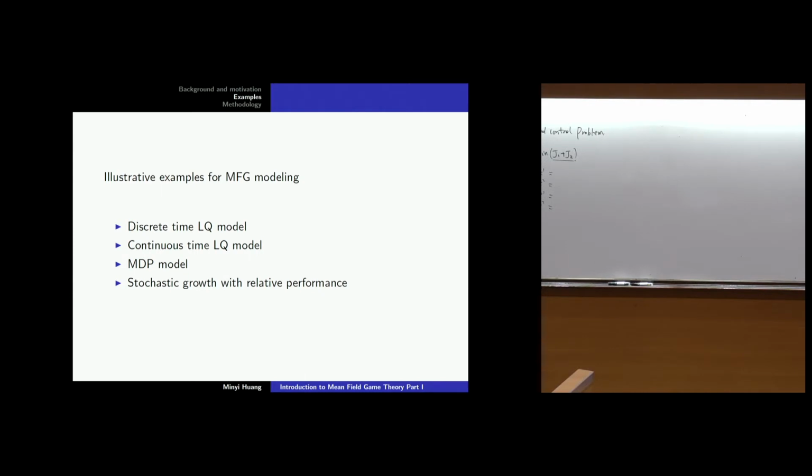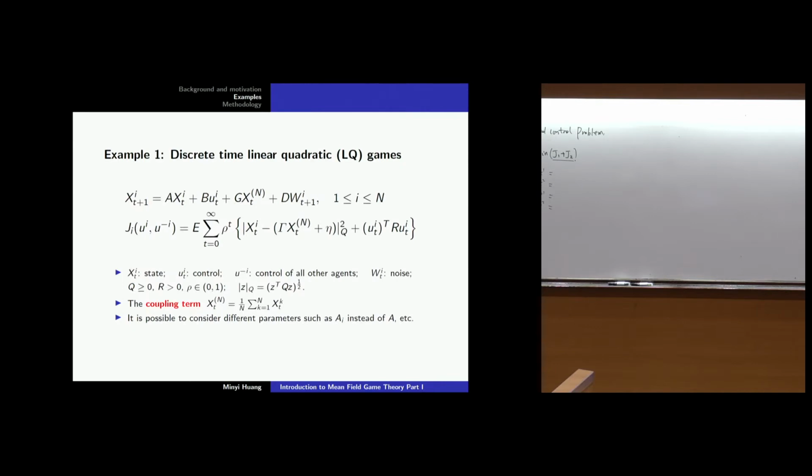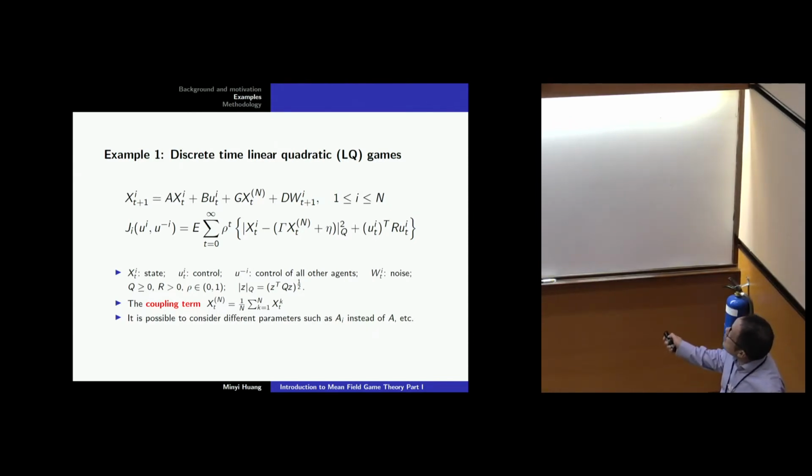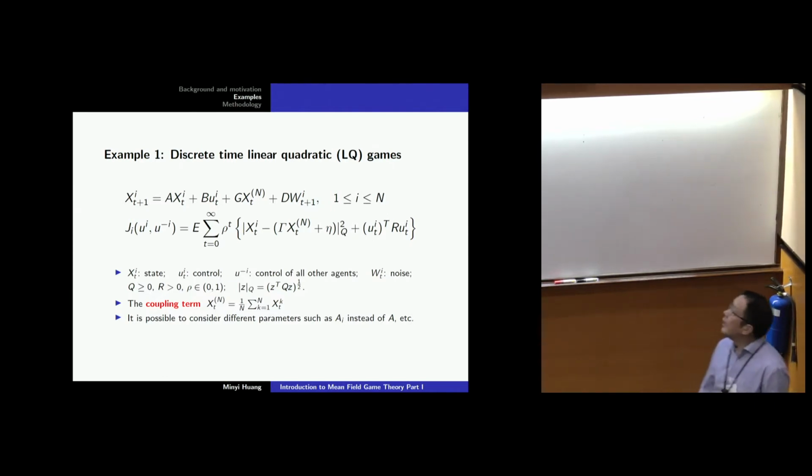Actually, in the economic and the finance literature, it's quite popular to consider relative performance. What is LQ? Here I will show you. This is the discrete time linear quadratic game. You can see we have n players.